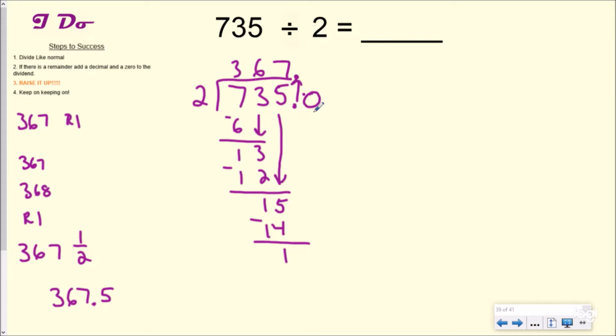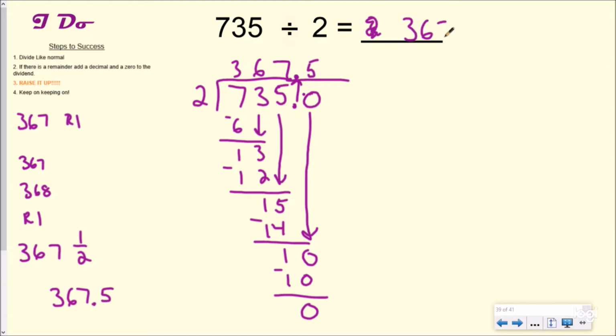So I just subtracted. My next step would be to bring down my 0. And now I'm thinking to myself, how many groups of 2 go into 10? Obviously, let me just keep drawing this out. That would be 5. When I multiply that, that is 10. Okay, I subtract. I get 0. I have no remainder left. And my decimal answer would be 367 and 5/10, which is what we talked about down here.